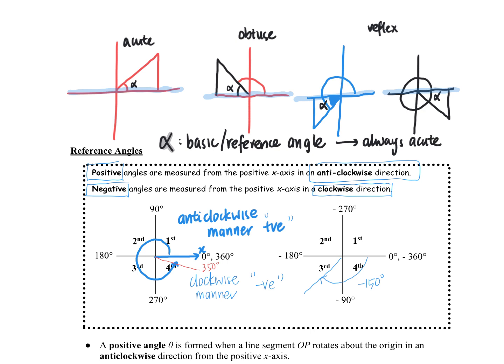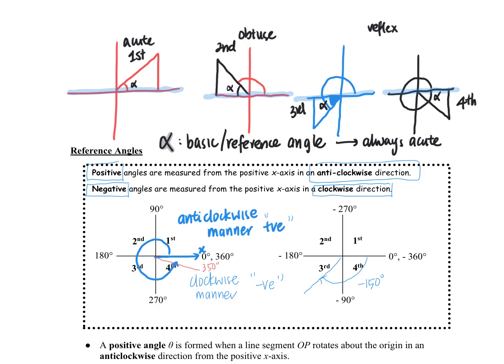Okay, it's always acute. Just which quadrant does it lie in only. So this one lies in the first quadrant. This one lies in the second. This one lies in the third. And this one is in the fourth quadrant. So no matter where it goes, we are always looking at the reference angle only.